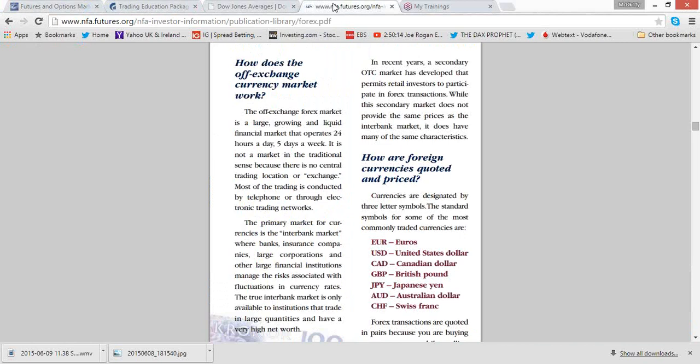It is also important to note the order of each currency pair. The first currency mentioned is known as the base currency, and the second currency is known as the quote currency. For example, in the US dollar versus the Japanese yen, the US dollar is the base currency and the Japanese yen is the quote currency. The quote number is how many units of the second currency are needed to buy 1 unit of the first.